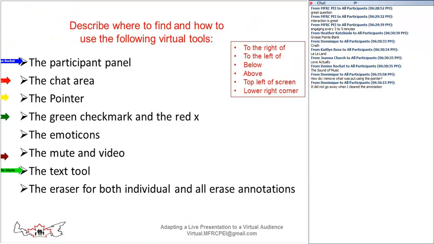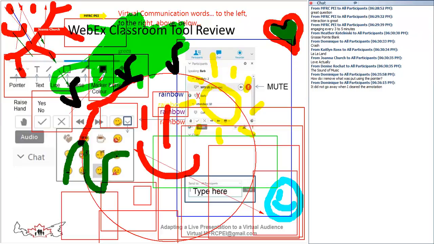So now, Heather, can you describe the chat area, please? Okay, so on the lower right-hand side of your screen, you're going to see the word chat. It has a little gray arrow beside it. If you click on that arrow, you can actually expand the chat.